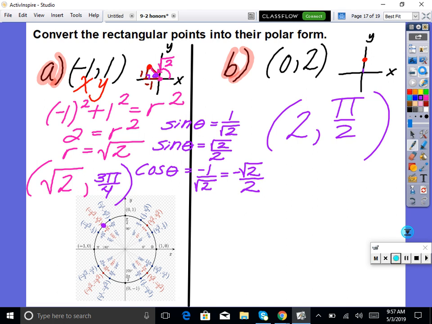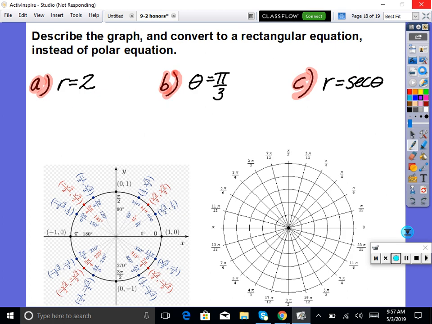All right, we're almost done with the lesson here. Last example of the day is this. Then the rest of the time will be yours. So it says, describe the graph and convert to a rectangular equation. Because right now, look, they're all r and thetas. It wants it to have x and y equations. So let's see if we can describe it without writing the rectangular form, and then we'll write the rectangular form.